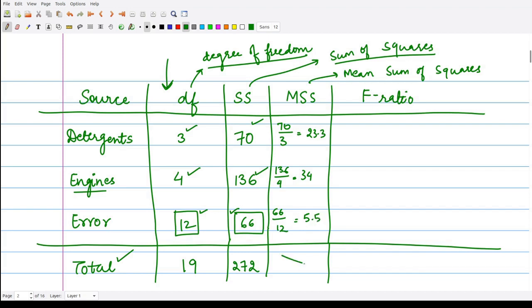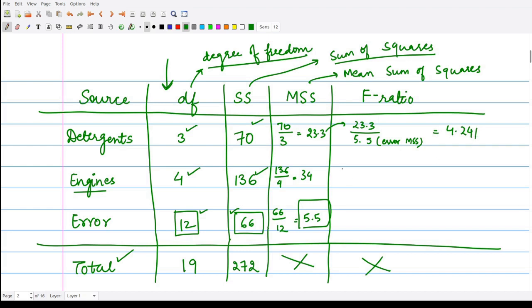So here we do not require this thing, and here we will also not calculate this thing. So this is the mean sum of square. For F ratio, what you will do is divide this quantity 23.3 by the error value. Now the error value is 5.5. So this is your error MSS. So this comes out to be 4.241 for detergents. This is the value for detergents.